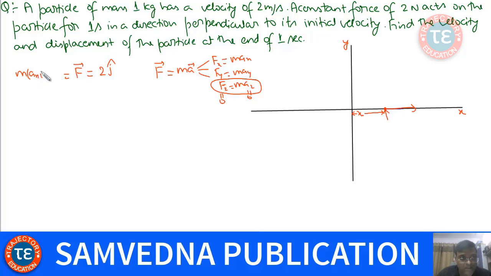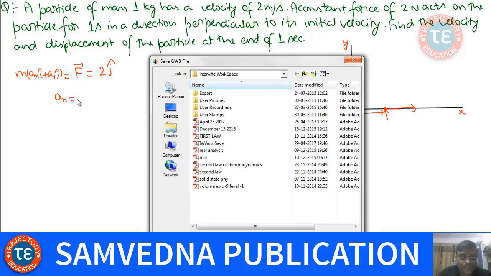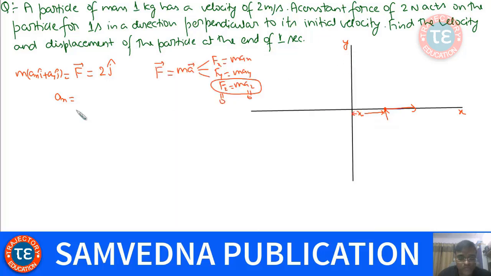See, this is equal to a max i cap plus may j cap. So what do you find? If I split this equation component wise, what do I get? max is 0, may is 2. So from here you get ax is 0.